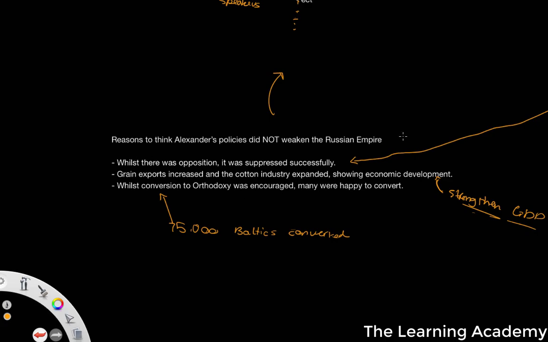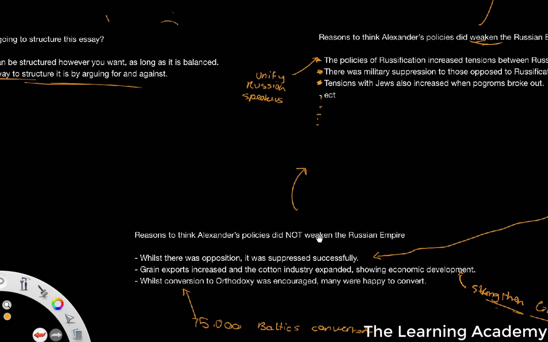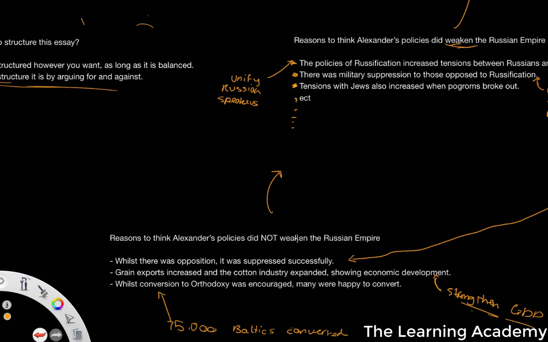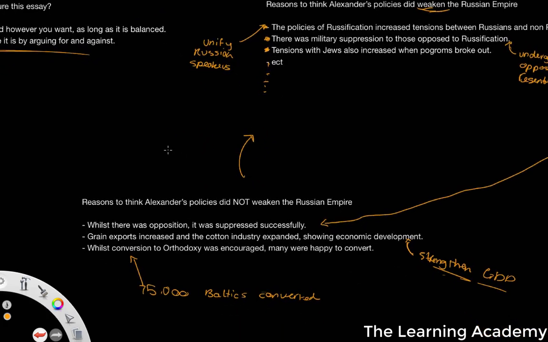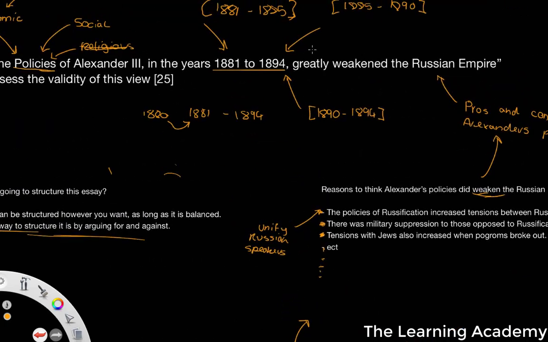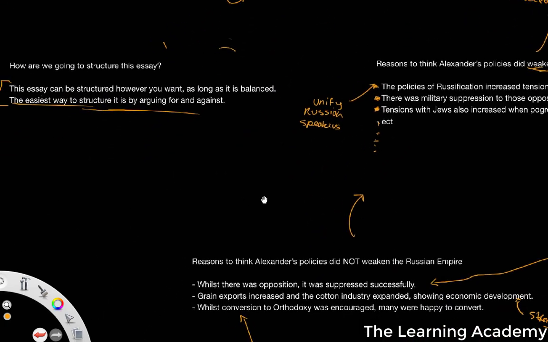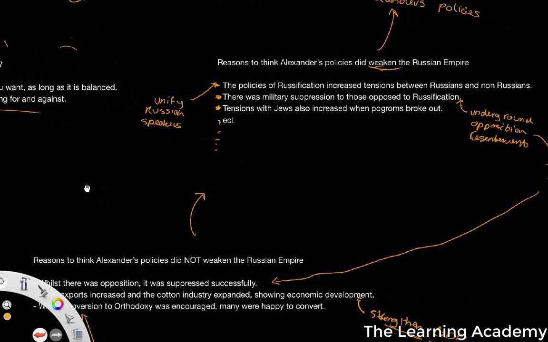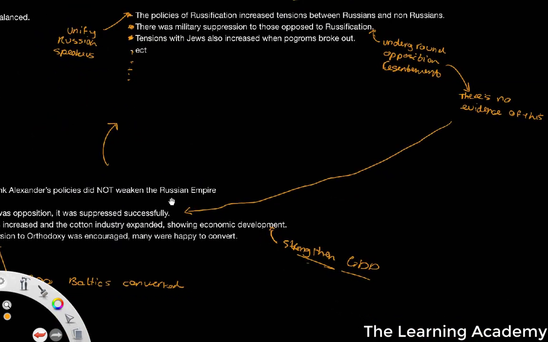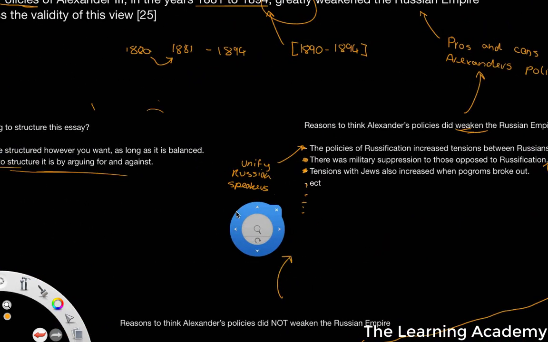And you can also do a bit of a meta-analysis of the entire question and say that whilst all these things were happening, the Russian Empire didn't fall and it didn't fail. Okay, so under Alexander III, the Russian Empire was absolutely fine. So to suggest that his policies significantly weakened, greatly weakened the Russian Empire, you can say that if you want, but there's no evidence that the Russian Empire actually fell during this time.